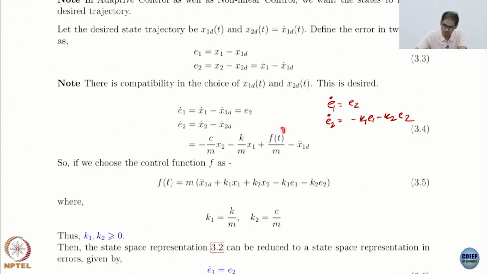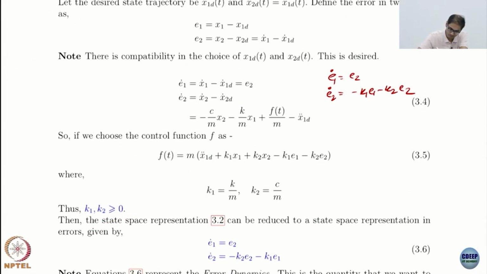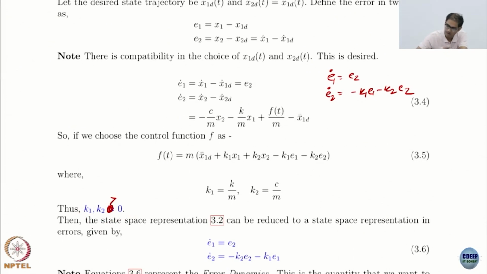So I choose my control such that my right hand side looks like this. What did I do? I chose to cancel this, you can see, and then I introduced the nice terms. Simple, that is exactly what I did. Of course, K1 and K2 were non-negative, in fact strictly positive. I do not know why we have to say non-negative, they are actually strictly positive, because K1 and K2 are exactly these guys.